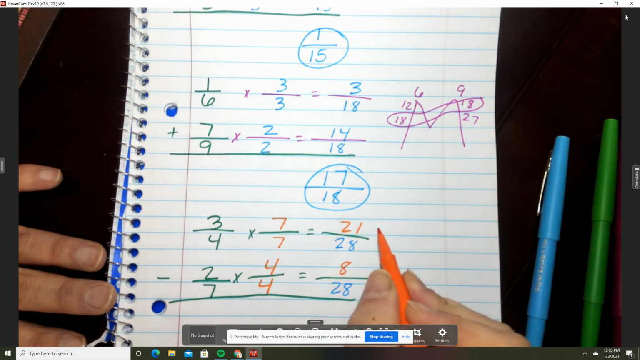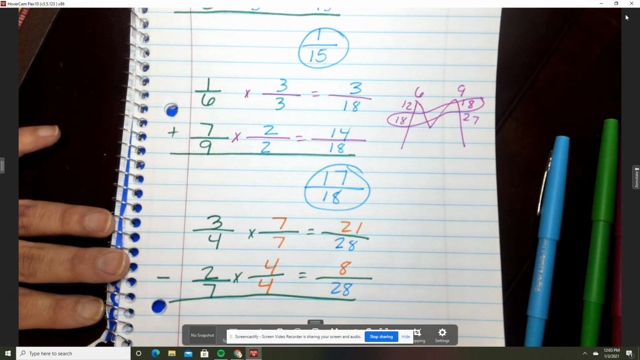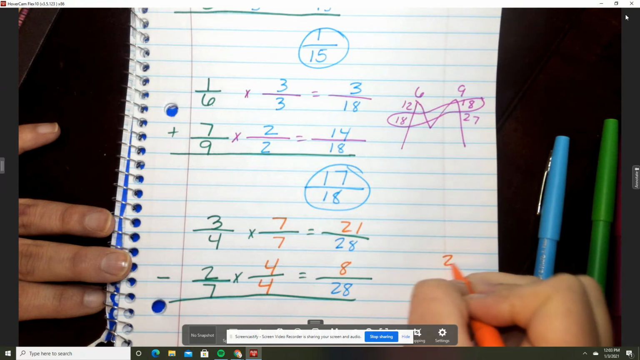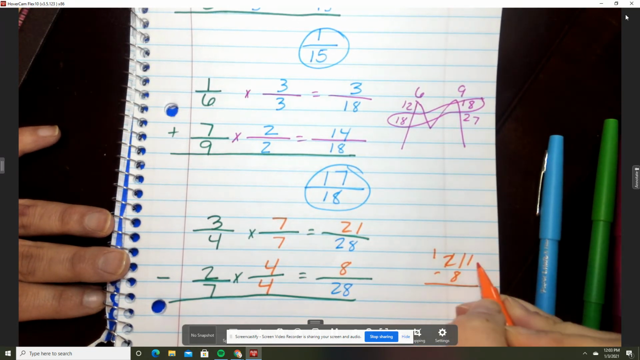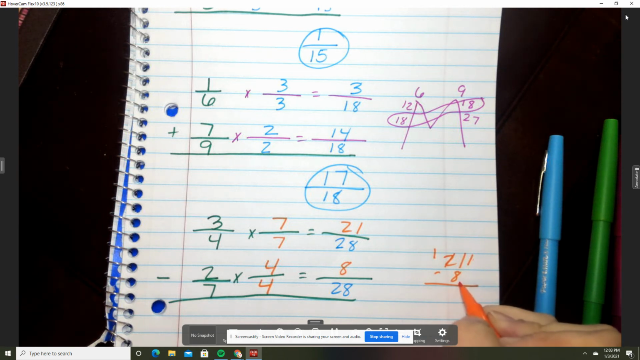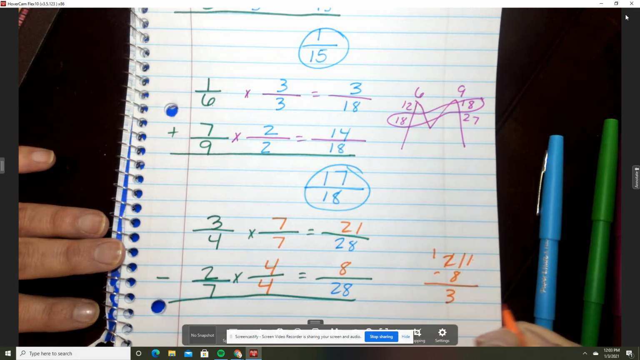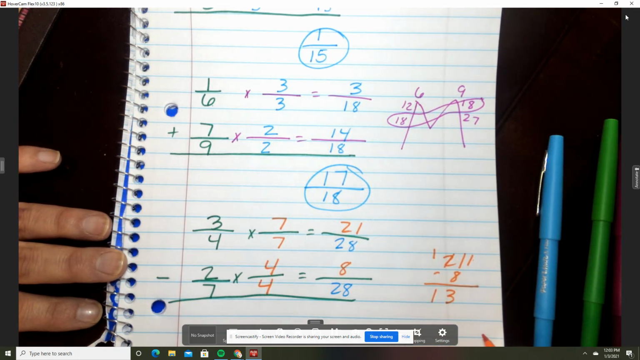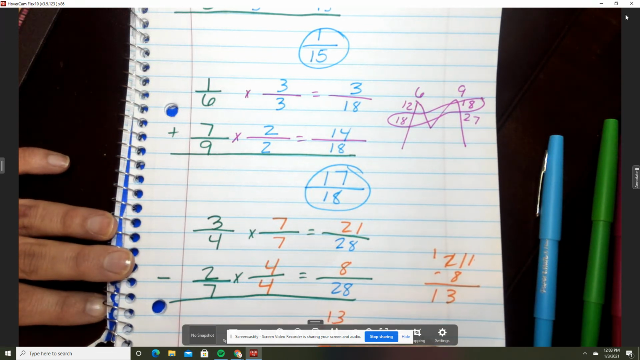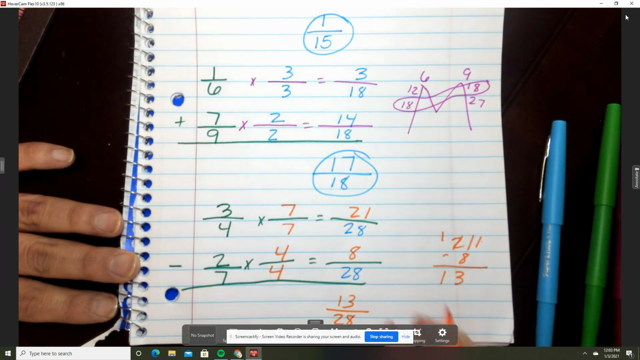So now I'm going to say 21 minus 8. And that is going to be what? What is 21 minus 8? Well, if you don't know, you can come over here to the side. And you're going to have to borrow. That becomes 11. 11 minus 8 is 3. And then you've got your 1, and you bring that down. So it would be 13. So you're going to have 13 over 28. All right. That is the answer there.